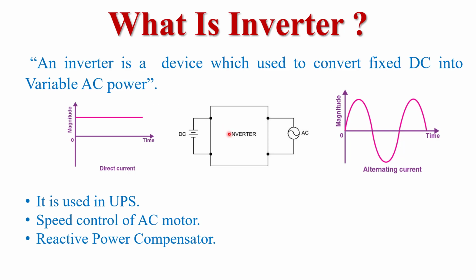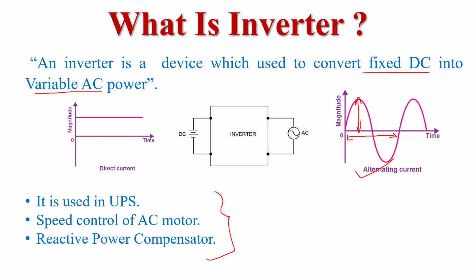So here we see in the diagram, this is the inverter. The input of the inverter is DC power, and at the output side, inverter convert that DC power into the AC power. This AC power is variable AC power. Why it is called variable AC power? Because in AC signal, here we vary two parameters. First is the frequency of the AC signal and second is the magnitude of the AC signal. That is why it is called variable AC power.